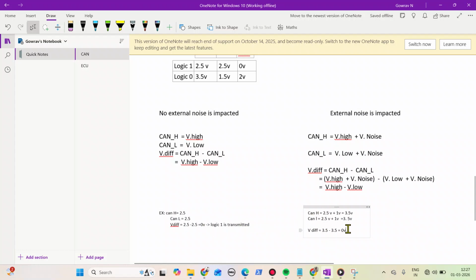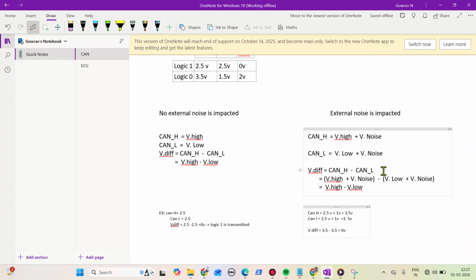So the output will not vary, will not change, even though there is some voltage induced because of external things. This is the advantage of differential voltage. The extra noise which is getting induced will get cancelled because the same amount of noise is induced in both CAN High and CAN Low.